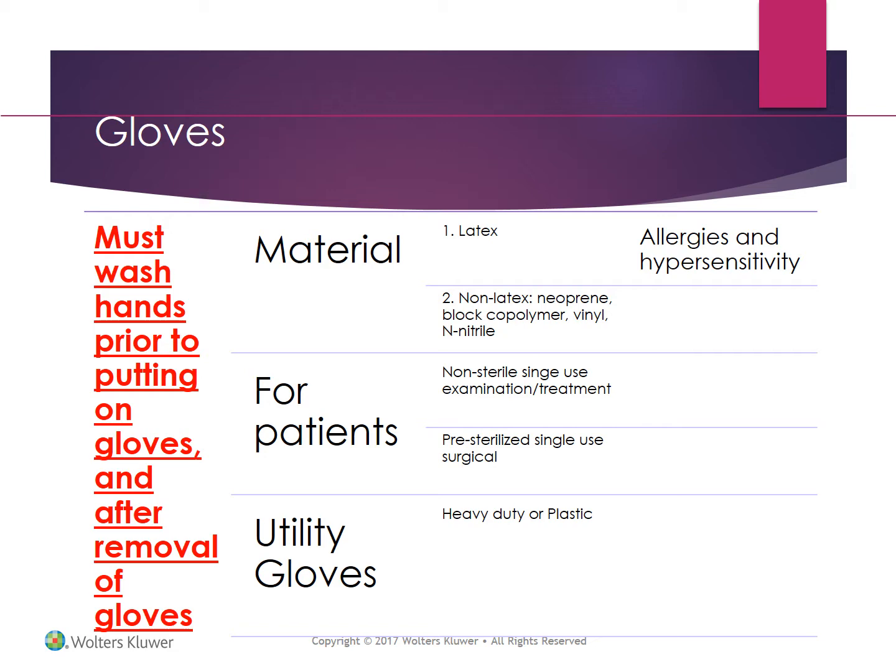So for our patients, we're going to use non-sterile single-use gloves for examination and treatment. But if we're in a surgery doing scaling and the tissue is flapped back, then we're going to use sterilized single-use gloves. And then our utility gloves, again, are to clean up our rooms and to transport sharp objects such as our instruments from the treatment area to the sterilization area.